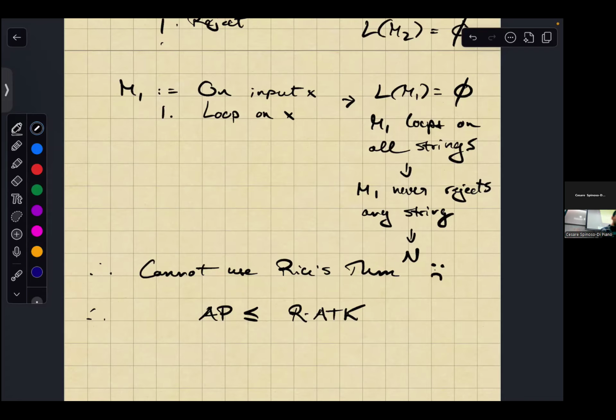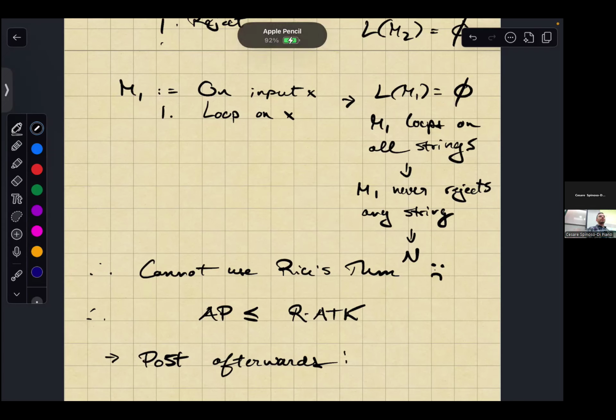Okay, so I'll let you think about it. I will post it because it's going to take a bit too long and I really want to get to NP complete reductions. Post afterwards. Okay, but please try to think about it. All right. So any questions about Rice's theorem? No questions. All right. Hopefully that's a good thing.